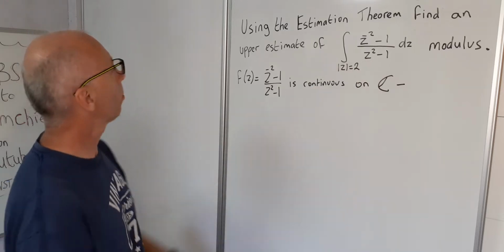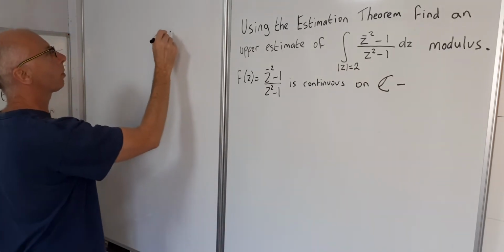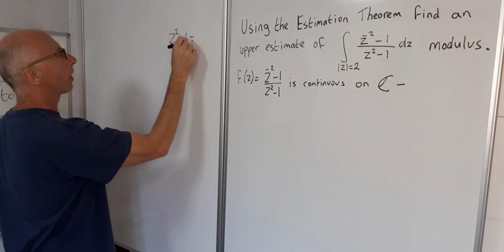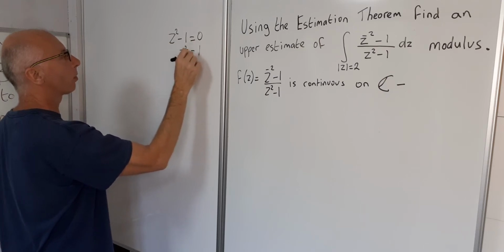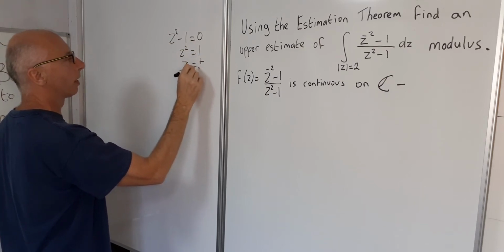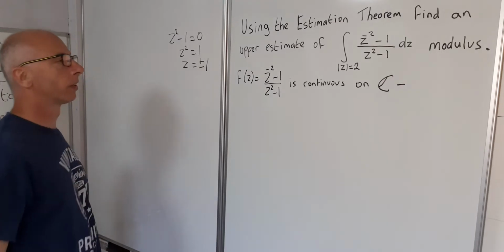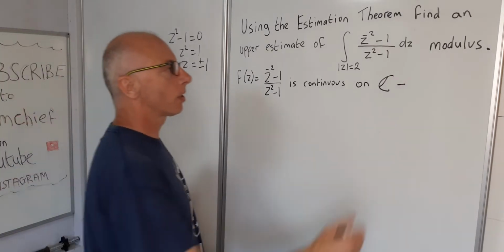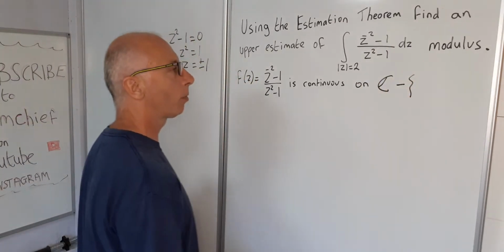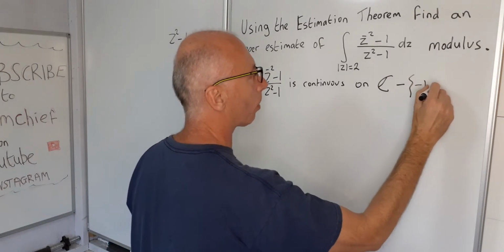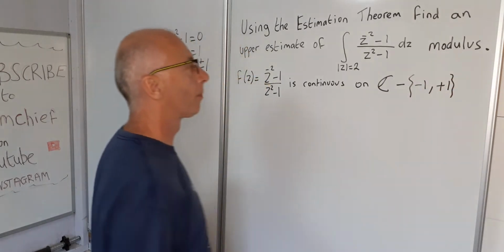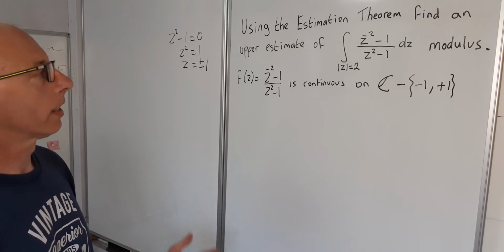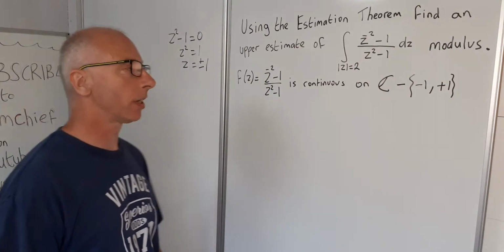on the complex plane except for when this is 0. So z squared minus 1, just go over here for a little scratch work. z squared minus 1 equals 0, z squared equals 1, therefore z equals plus or minus 1. So it's continuous on all the points in the complex plane except for minus 1 and plus 1. Okay, so now we can continue with the estimation theorem.